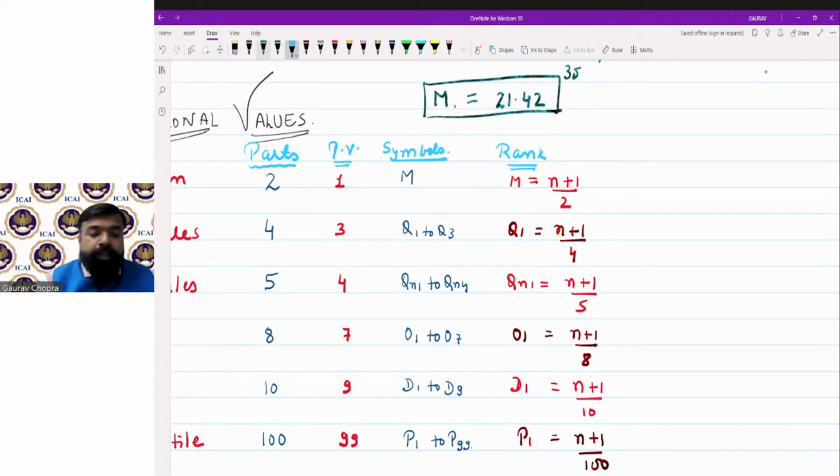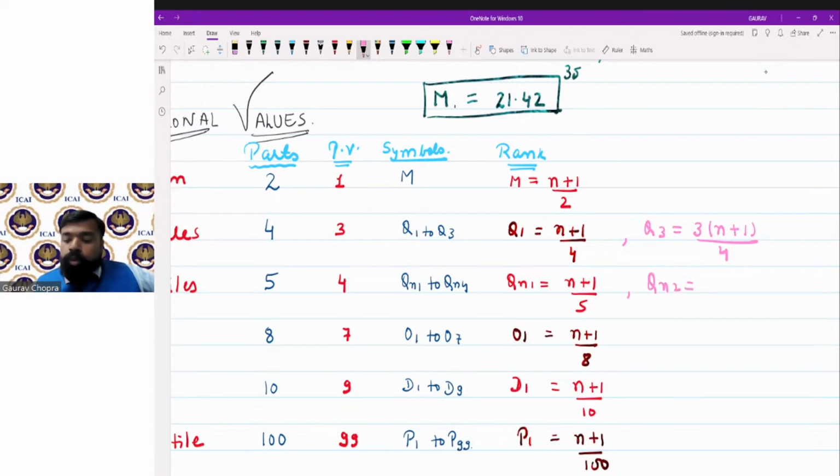Now let's say you have to calculate Q3. For Q3 you multiply this by 3. So 3 into n plus 1 upon 4. 3 into n plus 1 by 4. This is the third quartile.